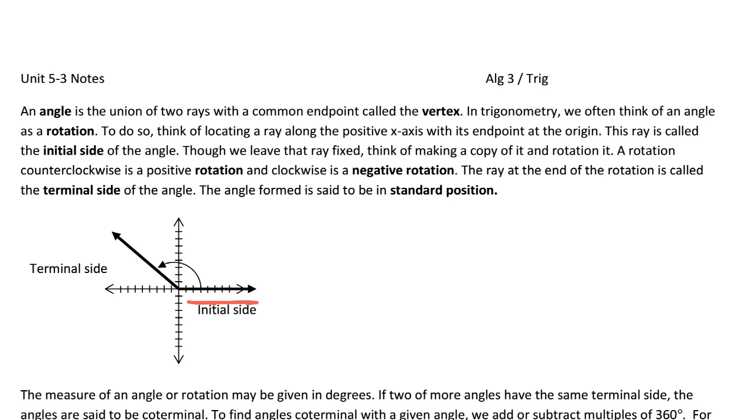A rotation counterclockwise is a positive rotation. Counterclockwise is going the way this is going here, the opposite way of the clock. And a clockwise rotation would be negative. The ray at the end of its rotation is called a terminal side, and our terminal side is over here. The angle formed is said to be in standard position.